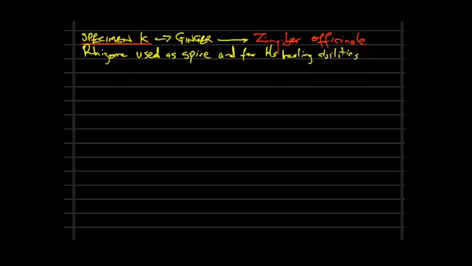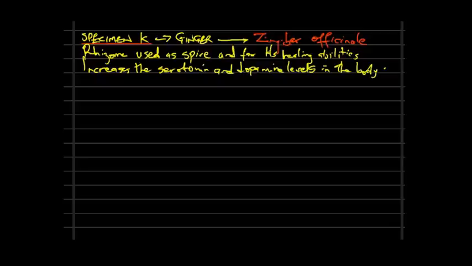It increases the serotonin and dopamine levels in the body. These are hormones that are needed in the body. Yes, it reduces inflammation. That is another function of the ginger, reduction of inflammation. So that is one of the healing abilities.